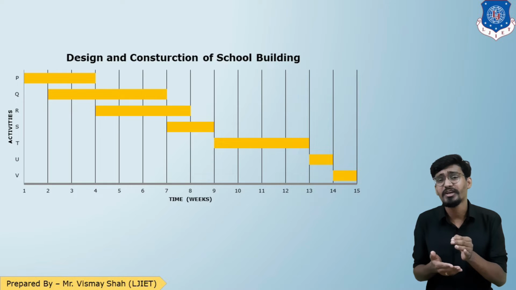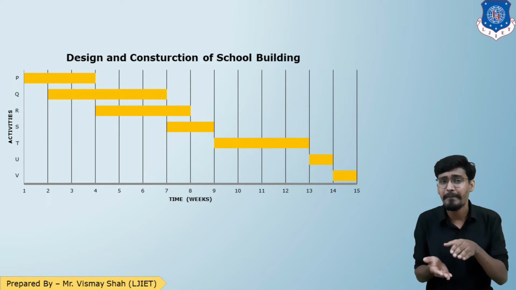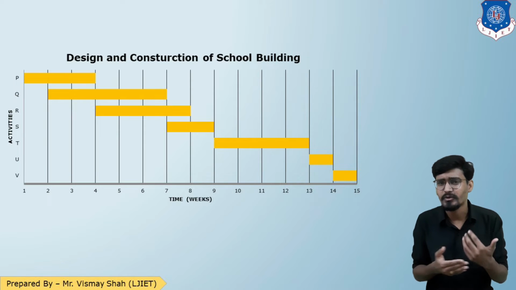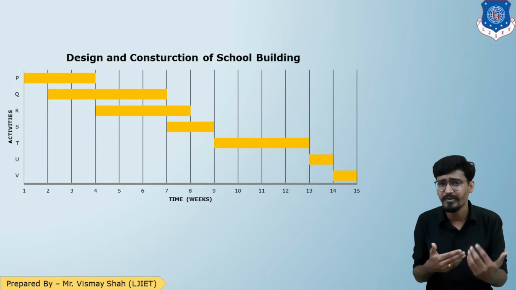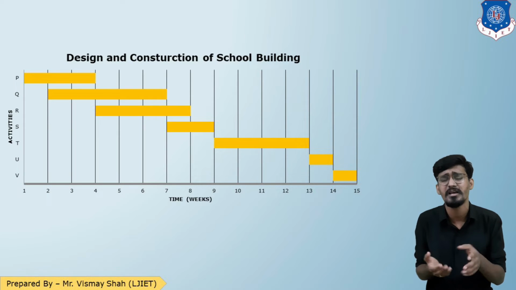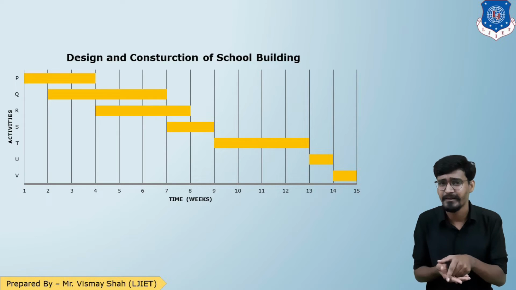Then there is the preparation of specifications and tender documents. While the drawings are being prepared, you can calculate the tentative quantities from those drawings. You can prepare the specifications of the building and the different items of work. So this is also a parallel activity.